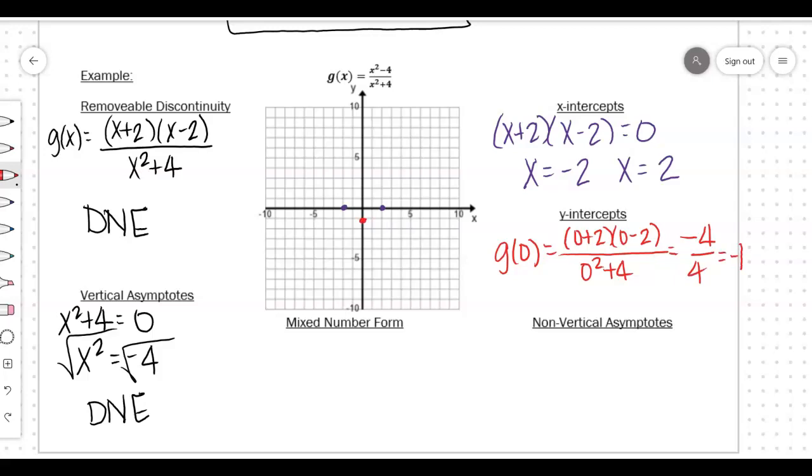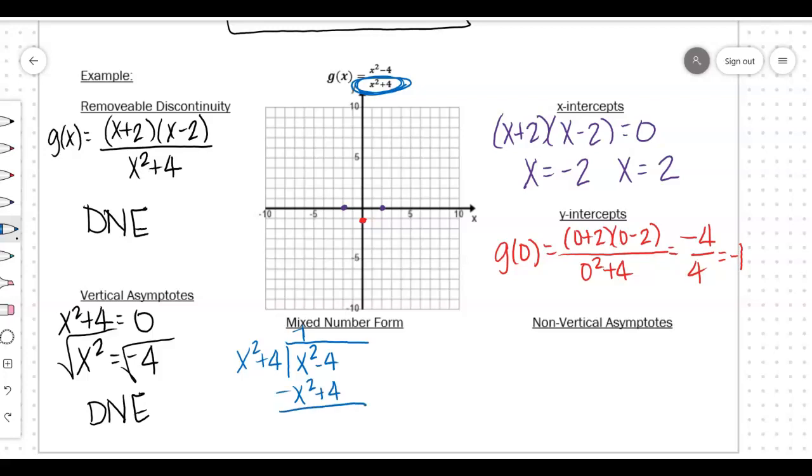Okay, last we want to figure out, again, our non-vertical asymptotes, what's happening long term. What makes this problem a little more unique is note that we are dividing by a quadratic, and so we cannot use synthetic division in this case. We will have to use long division. And so we will put the x squared minus 4 inside, the x squared plus 4 on the outside. Ask yourself, what times x squared gives you x squared? The answer is 1. 1 times x squared is x squared. 1 times 4 is 4.